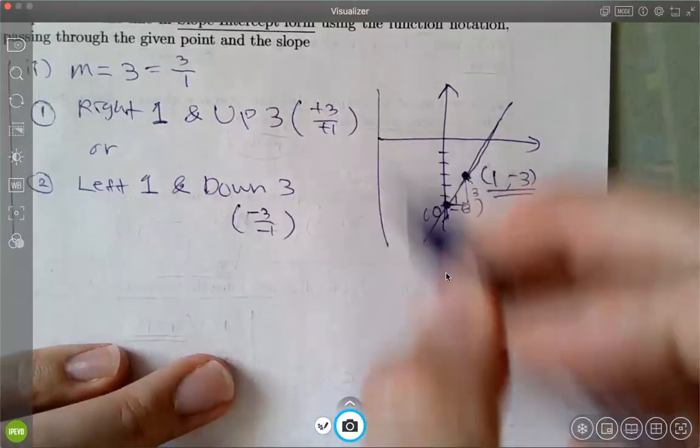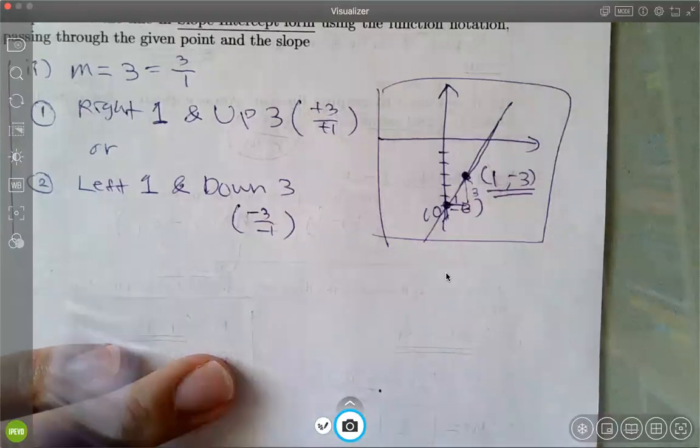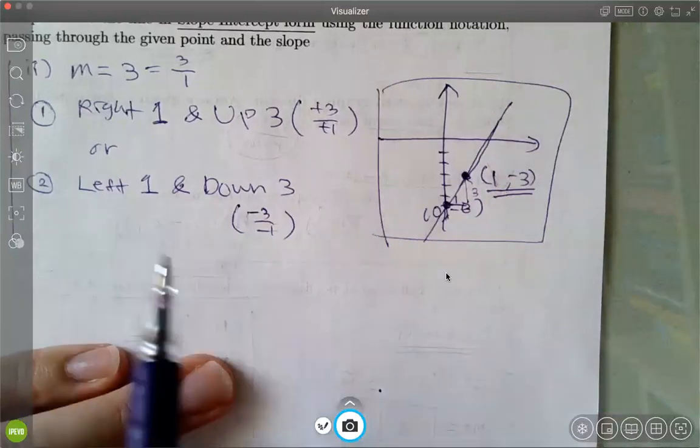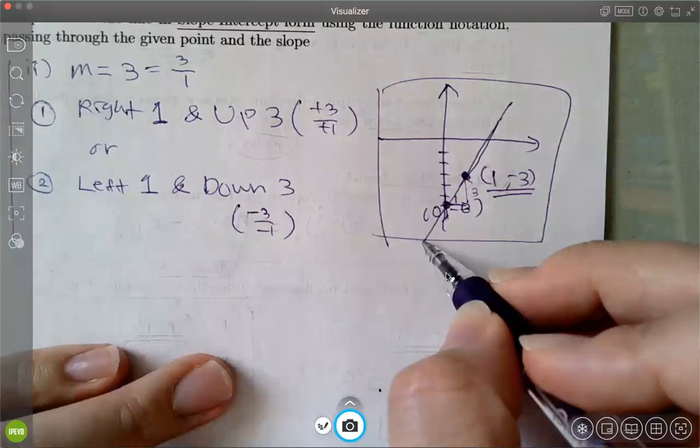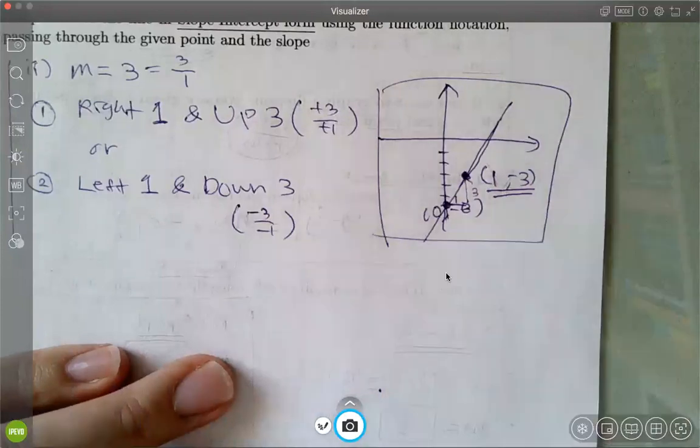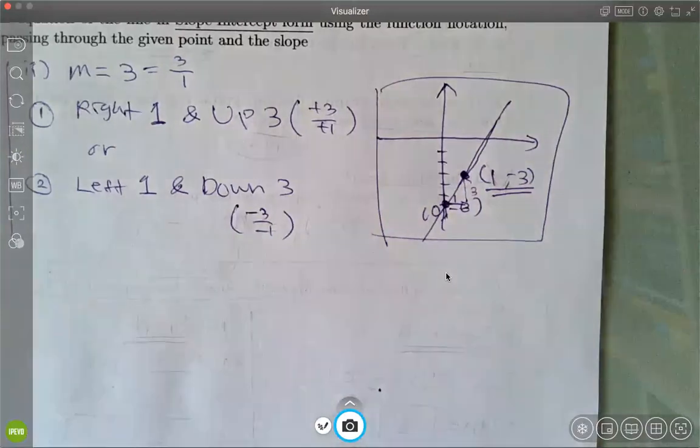Now, if you chose the left 1 and down 3, you'd end up somewhere down here, which is a different point, but you still get the same graph. But most people choose the first one because there's no negative.